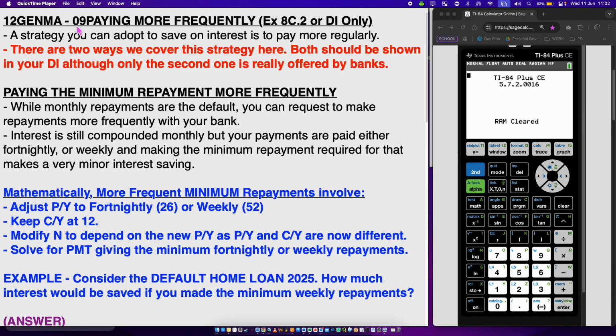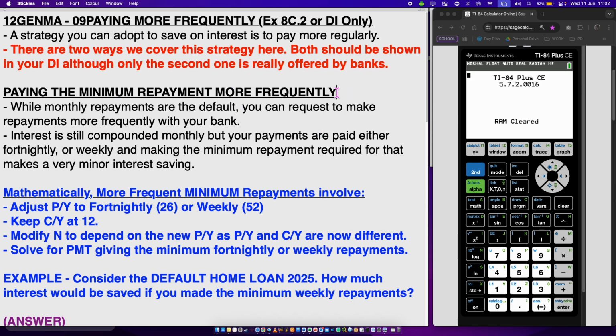This will be about the strategy of choosing to pay more frequently. A strategy you can adopt to save on interest is to pay more regularly. This in red is telling you what I need to see in your DI. There's two ways we cover the strategy here. Both should be shown in your DI, but only the second one is what's actually offered by banks in real life. So that's what I'm particularly doing for my home loan when I've chosen to pay fortnightly.